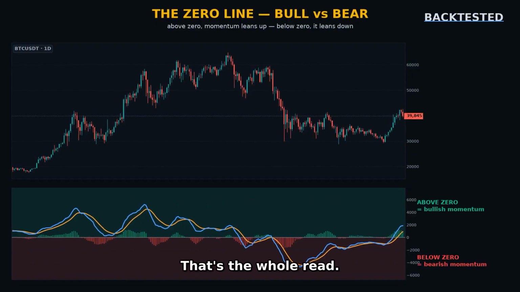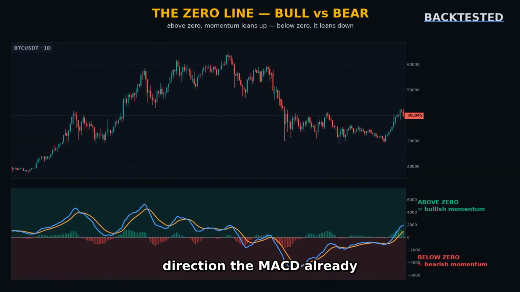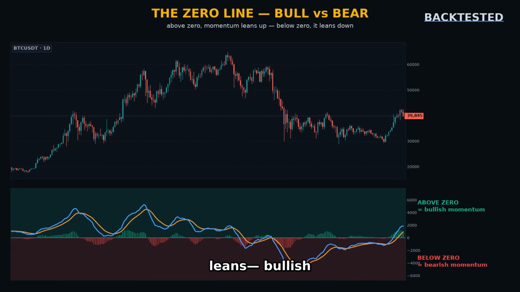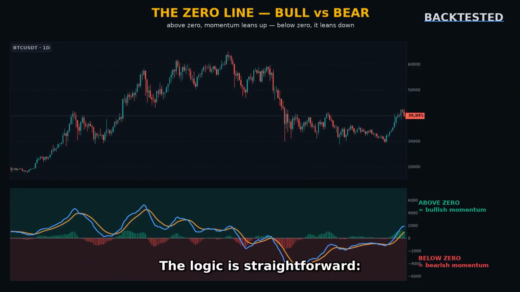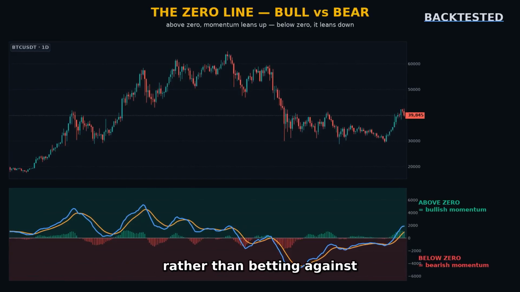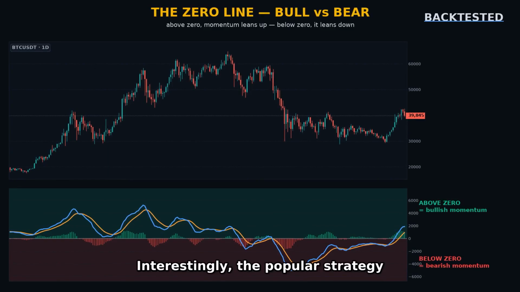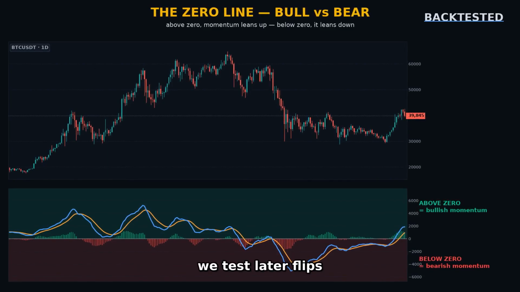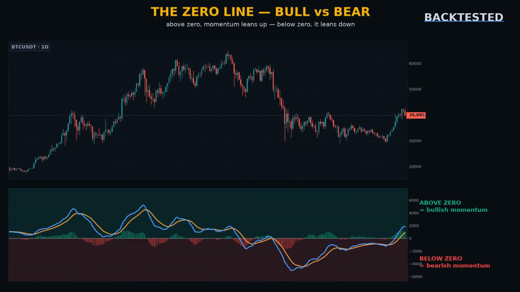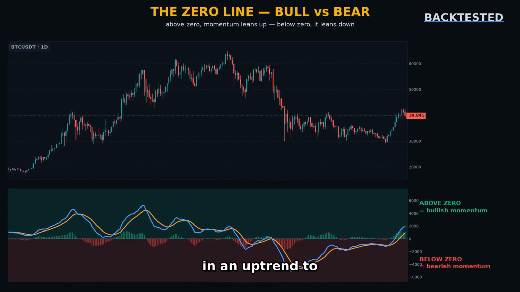That's the whole read. The common rule of thumb is to take crossover signals in the direction the MACD already leans. Bullish crosses when you're above 0, bearish crosses when you're below. The logic is straightforward. It keeps you moving with the prevailing momentum rather than betting against it. Interestingly, the popular strategy we test later flips one part of this, using crosses below 0 in an uptrend to catch early turns, and we'll see how that choice performs.